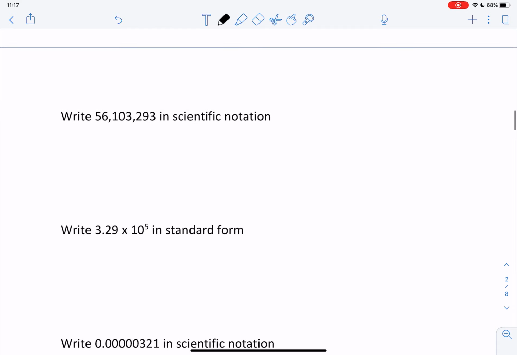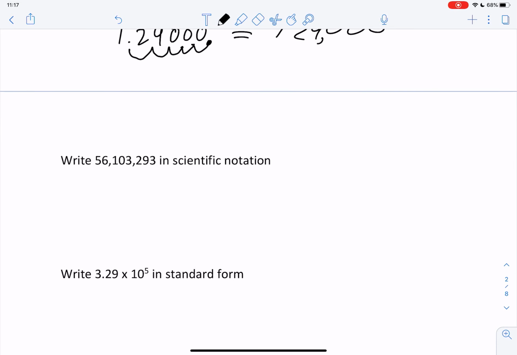All right. Next, we have this really big number that's 56,103,293. Write that in scientific notation. So again, I'll just write it out a little bit bigger. Right, we know there's a decimal that exists right here. We don't actually need to see it to know that that's where it would be.